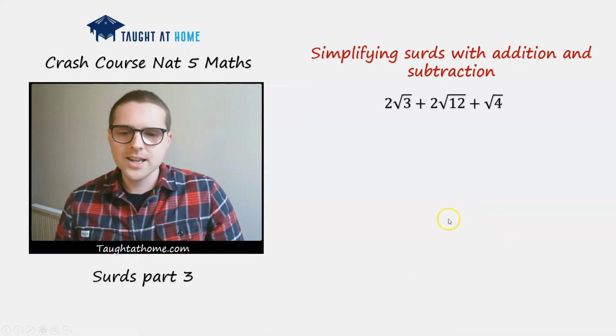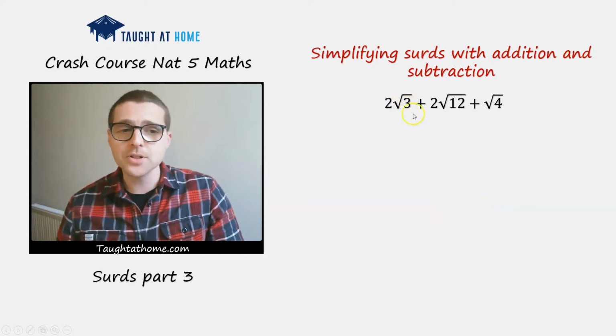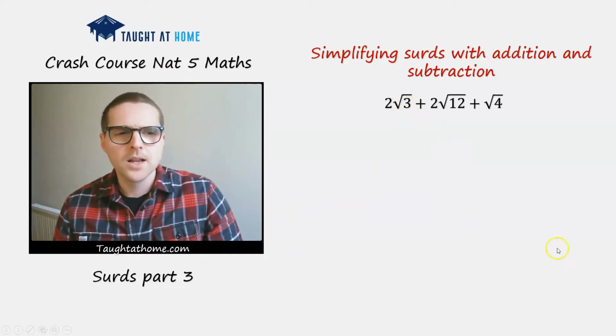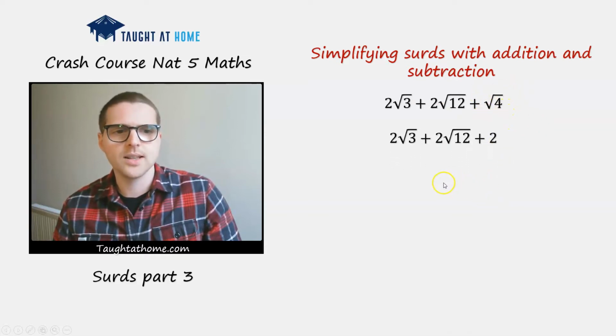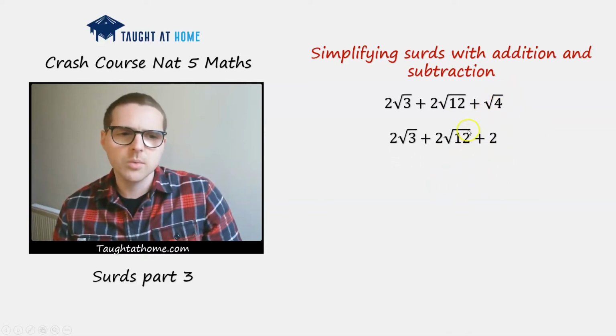Okay, let's have one more example. We've got 2 root 3 plus 2 root 12 plus root 4. First of all, I can see that this root 4, that's a perfect square, so that's going to simplify to be just 2. So we can rewrite this with 2 at the end, like that. Next, we're going to have to sort out this root 12, because this root 3 is as simple as it can get, and it's this one that can be simplified further.